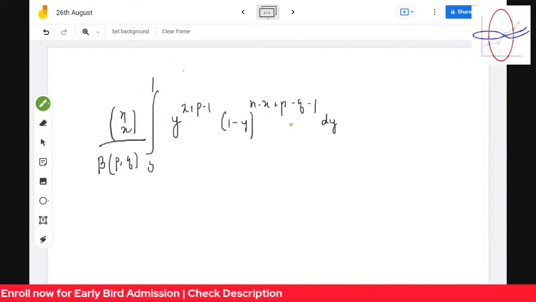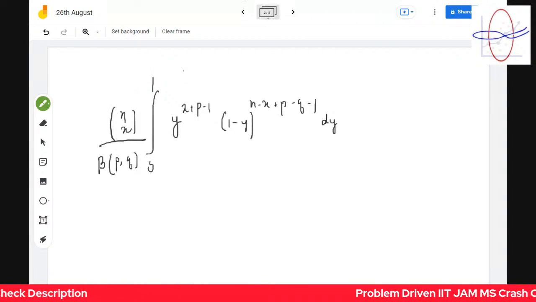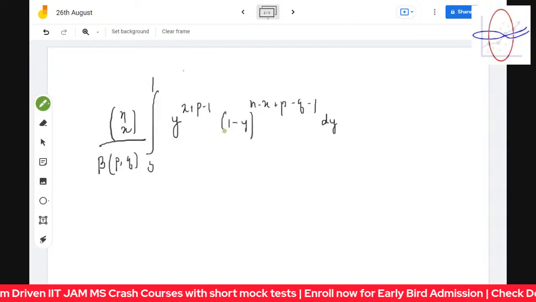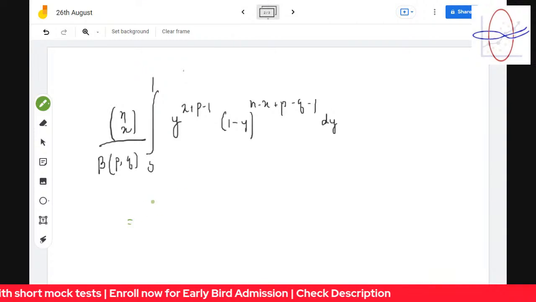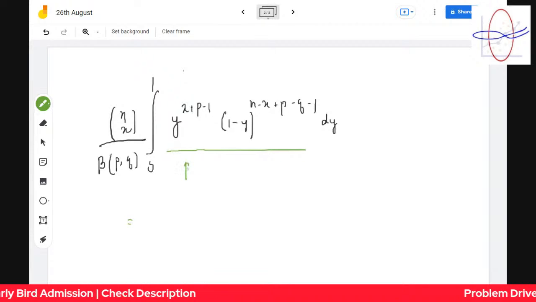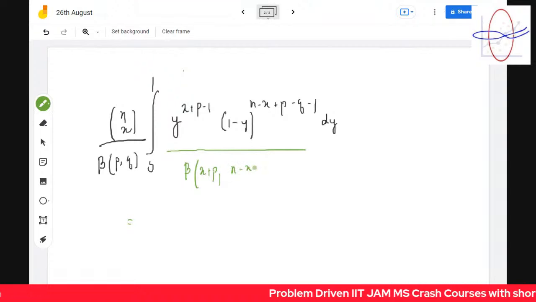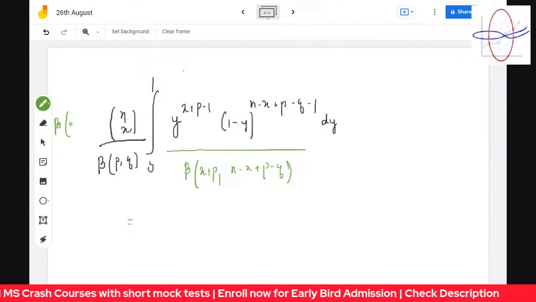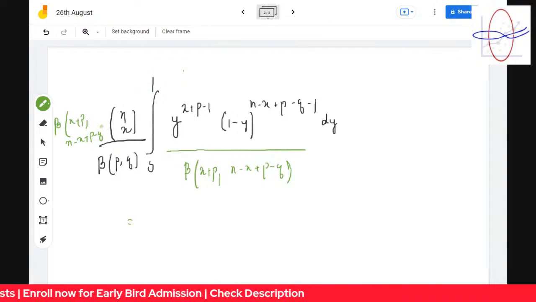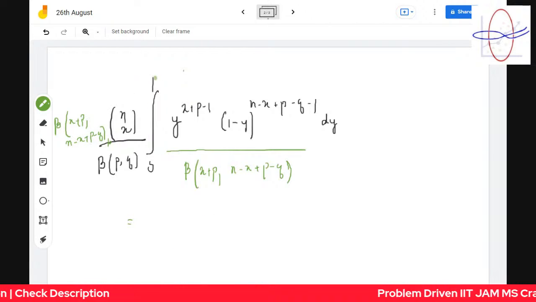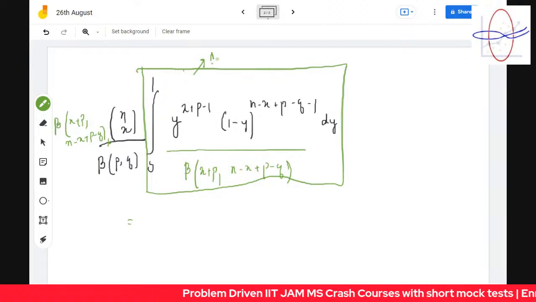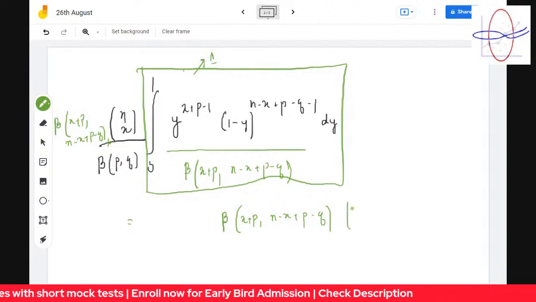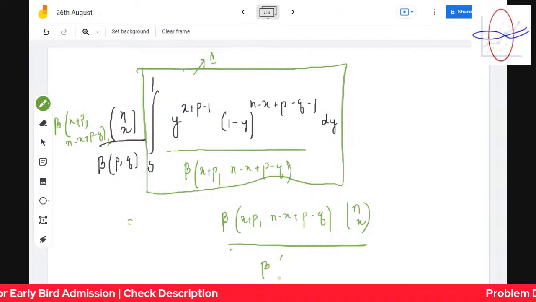it's possible to make this into a beta distribution itself. Okay, this one. So what we do is that we normalize it to make it a beta distribution, and this is done by normalizing with beta x plus p comma n minus x plus q. Okay, and that will become a very good beta distribution. And we multiply with the same over here, beta x plus p comma n minus x plus q. So we get what? This integral is equal to 1 because it's a beta distribution itself. This will go to 1, and we get beta x plus p comma n minus x plus q, into n choose x, by beta p comma q.